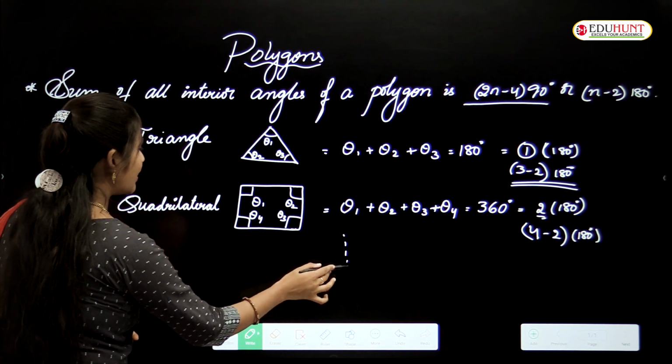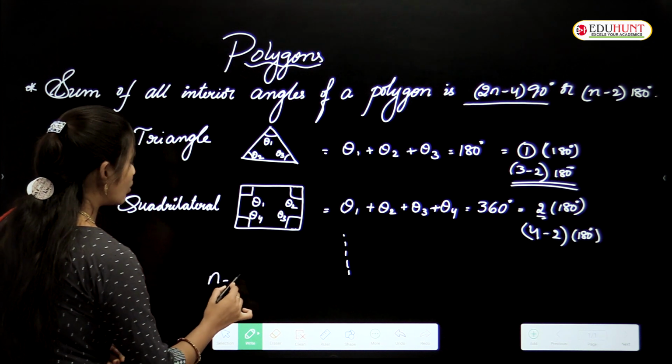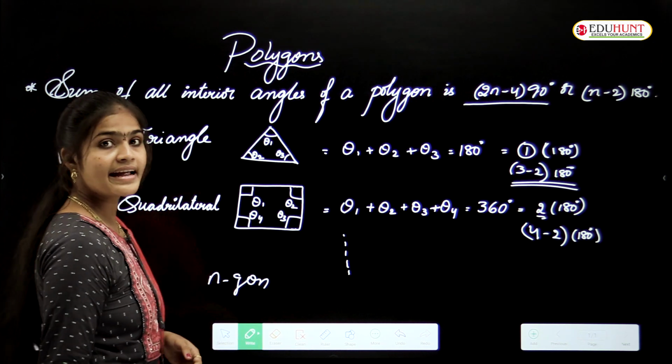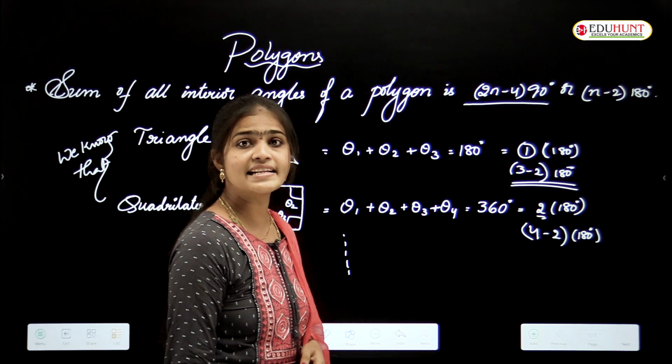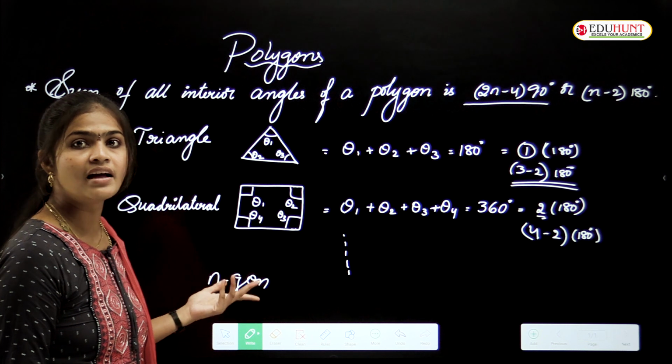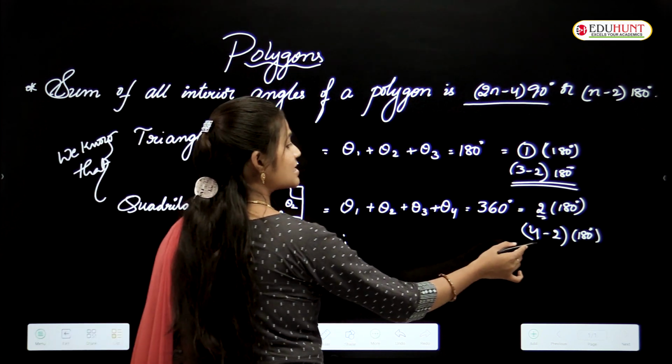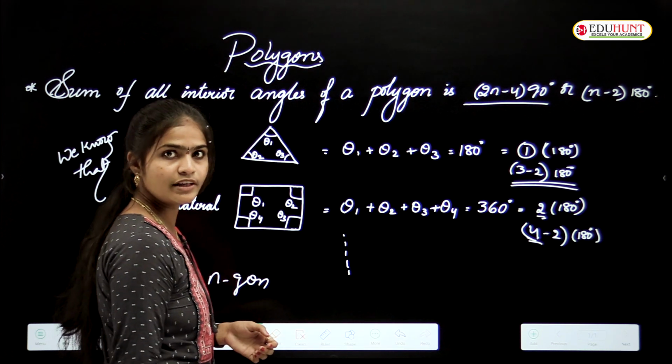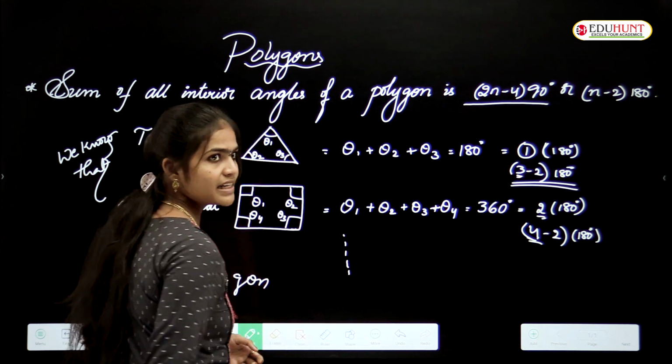And in the same way, for example, here we have an n-gon, that is an n-sided figure. Then the sum of all interior angles of an n-gon is, how can we find that? In the same way, just observe that this is the number of sides only, no? And here also it is the number of sides minus 2.